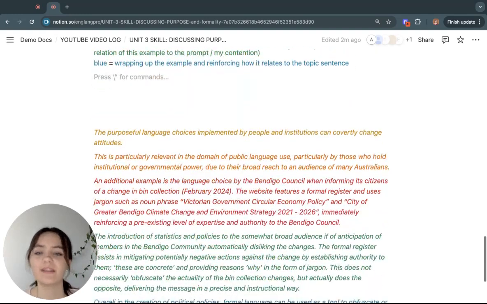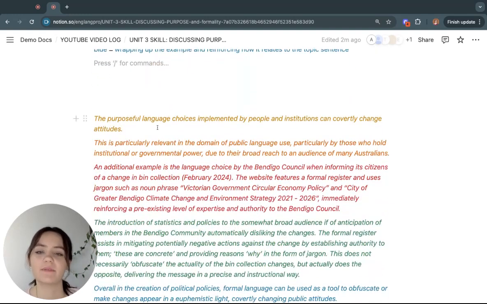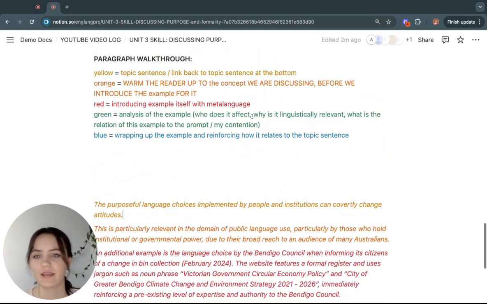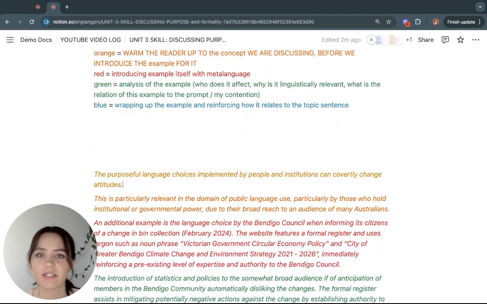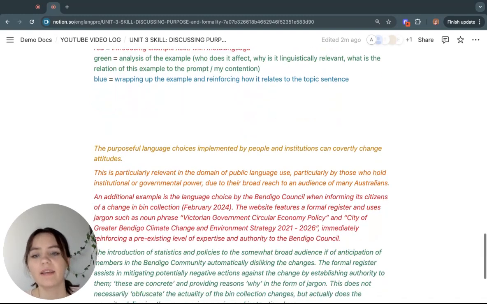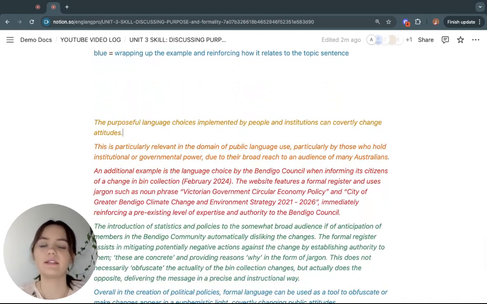So here we go. The purposeful language choices implemented by people and institutions can covertly change attitudes. You can see this is responding to this prompt, to a sense, or another, well, purpose of changing attitudes prompt. How do we get that? Now I'm going to expand on that. You can see my yellow topic sentence has allowed me the breadth to discuss a contemporary example by a person and then one by an institution, both in the public domain, to give myself the ability to show that I'm trying to discuss as much as possible. I'm discussing rather broad things in a way.